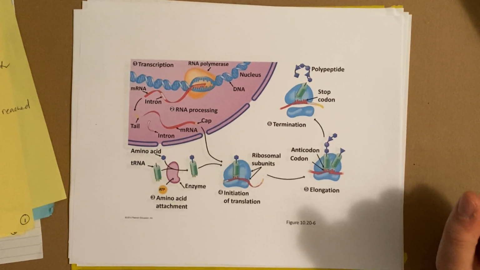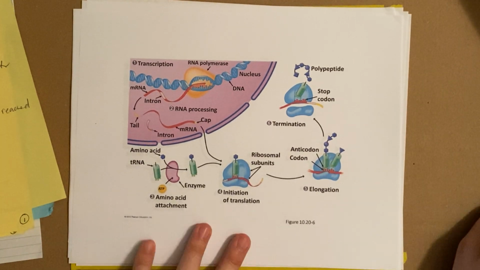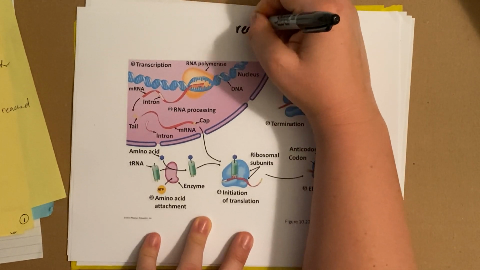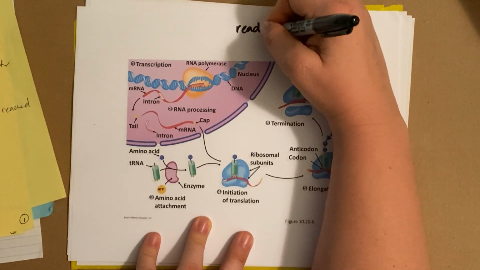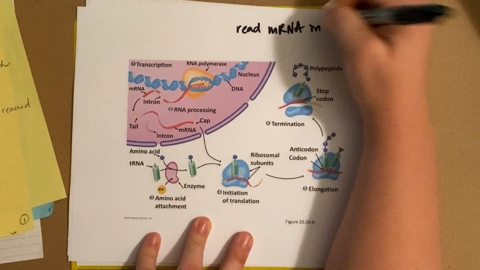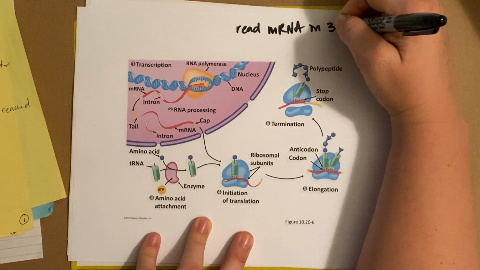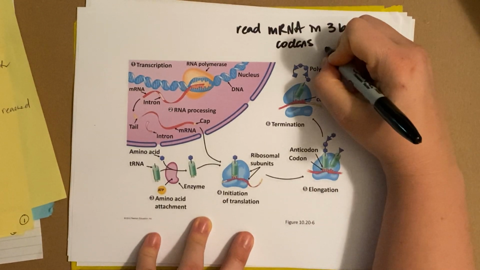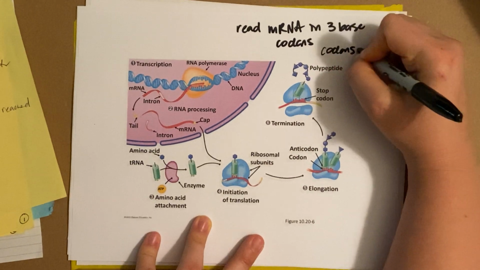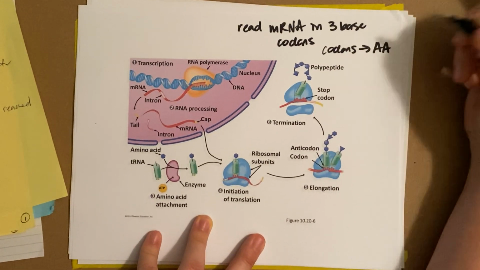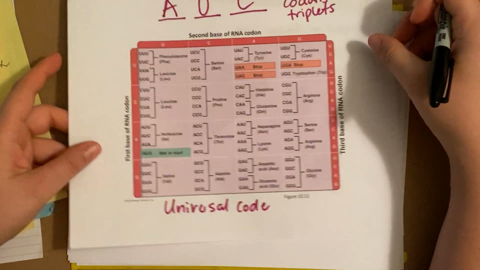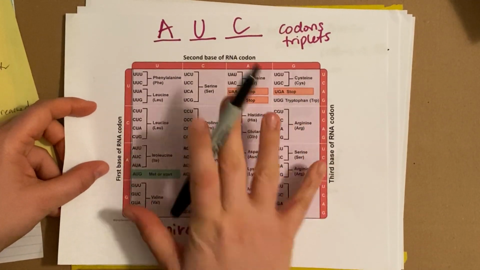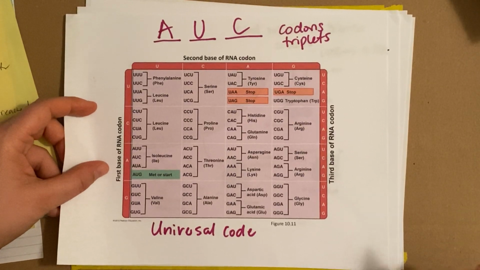Okay, so important things to remember about this process is that you read the mRNA in 3-base codons. Okay, the codons code for amino acids, okay, and the amino acids can be found on here. So you have your 3 letters. You can then have all these different amino acids, okay?